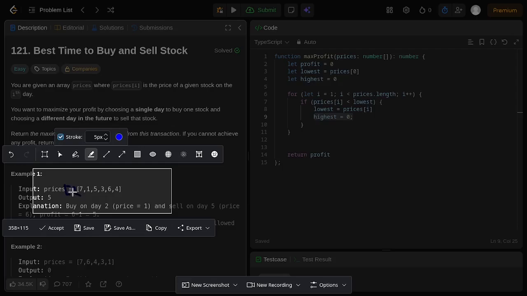2 is the current lowest, which is at index 0, and then 7, where we already track the highest as 7. But as we found a new lowest value, the 1 right here, we need to reset the highest, because the highest is already in the past from the current lowest, so it is not eligible to calculate the current lowest with the highest, as it is placed already in the past. So that's why we need to reset the highest to 0.